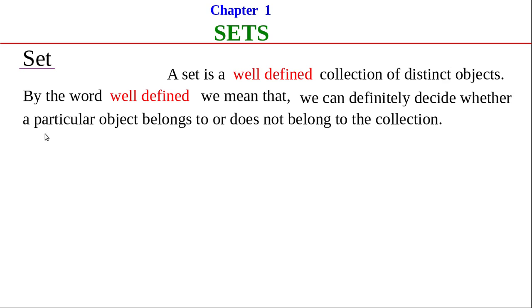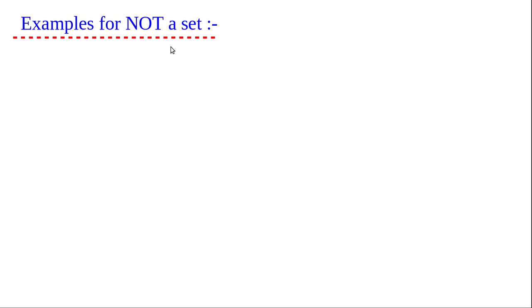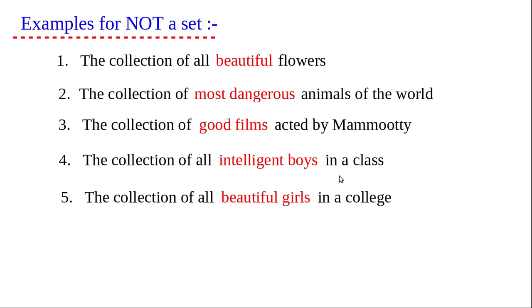Clear? Now write some examples for sets. These are some examples for sets. After writing these, write examples for not a set, that we have discussed before. 5 examples for not a set. Clear? Why are these not sets? This collection is not well defined.